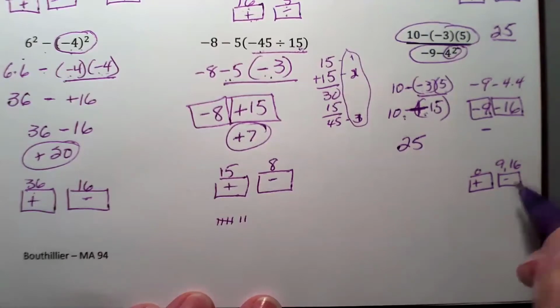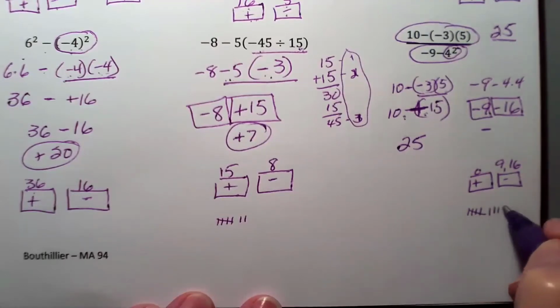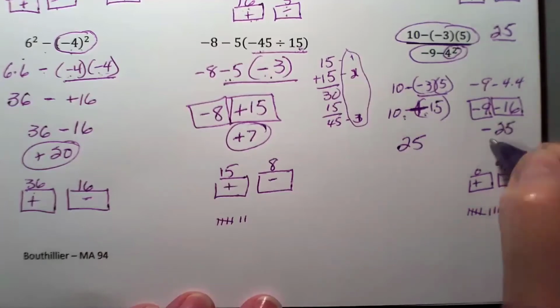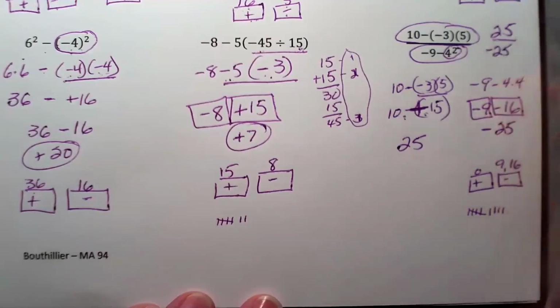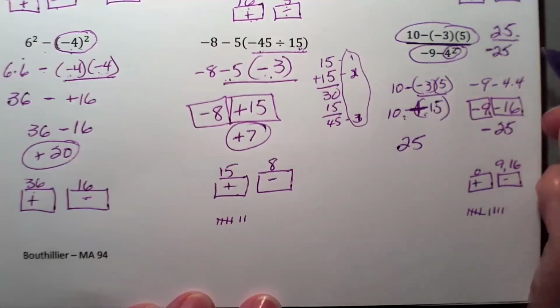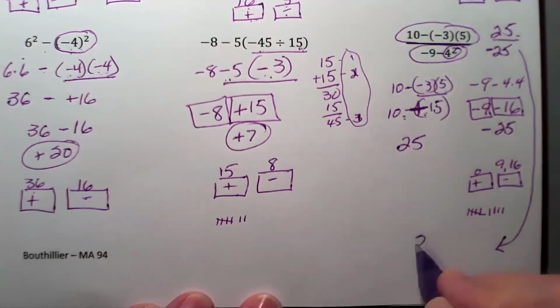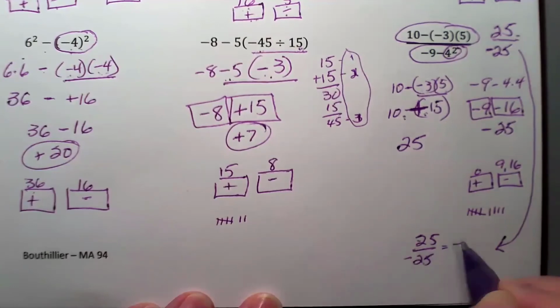How many more? Well, 16, 17, 18, 19, 20, 21, 22, 23, 24, 25. 16 plus 9 is 25. So it's negative 25. When I'm doing a division, there's only one negative sign. That's an odd number of negatives. So my answer, I'm going to move this down here. 25 divided by negative 25. The answer is going to be negative because there's only one negative sign, and that's odd. 25 divided by 25 is 1. So my answer is negative 1.